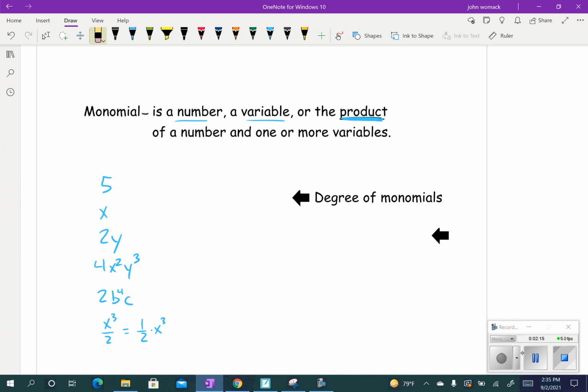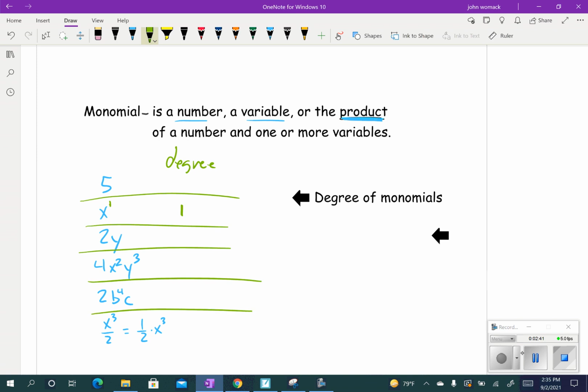Okay, what we're going to talk about next is the degree of a monomial. To find the degree of a monomial, it's actually pretty easy. All we do is take the exponents of the variables and add them together. So 5 I'll come back to, but x only has one variable, and it's to the first power. We're going to find the degree of each of these. We would say it's degree 1. If you look at 2y, that's y again to the first power. Now we don't include the 2, we only include the variable. So the variable is y, it's to the first power, so it's degree 1.